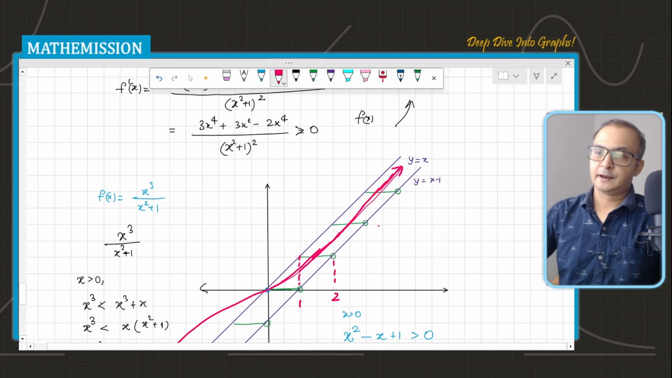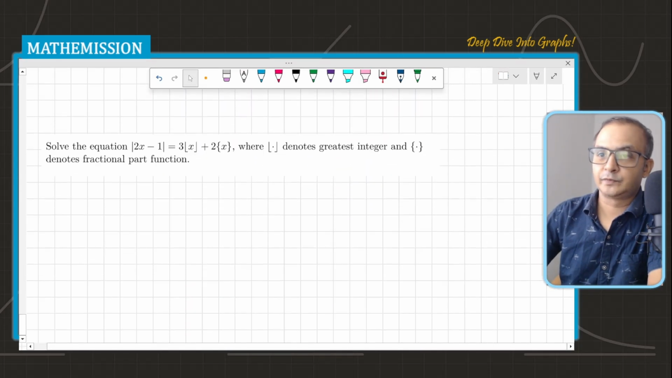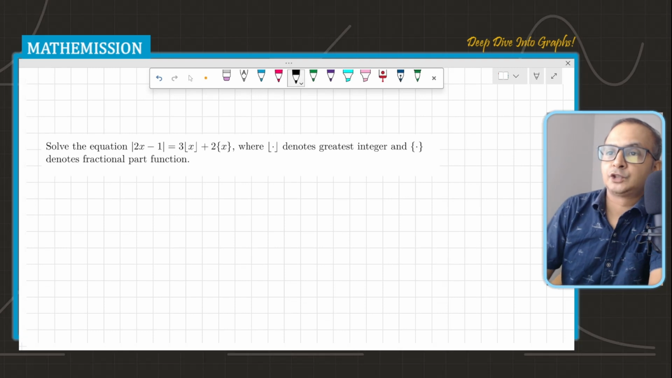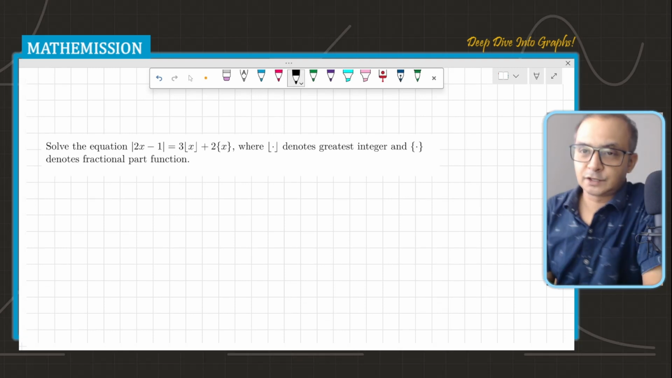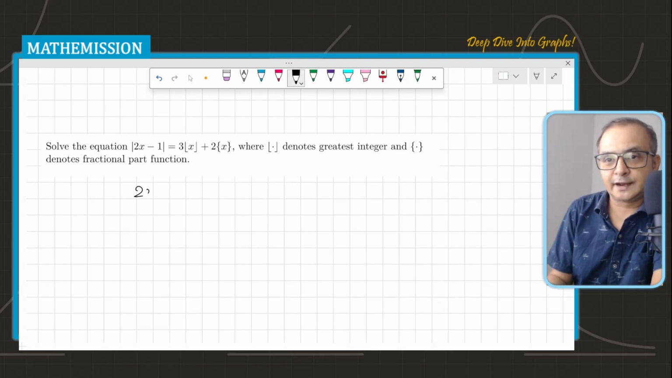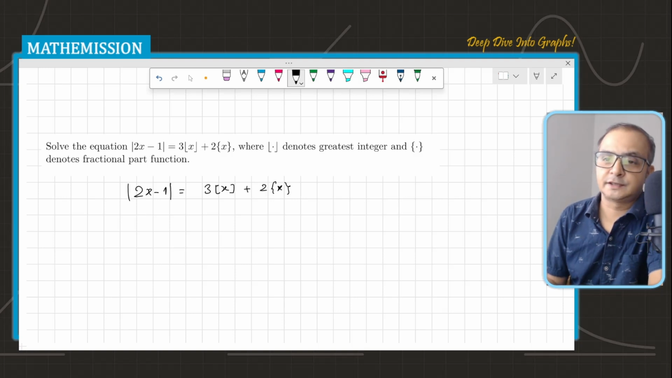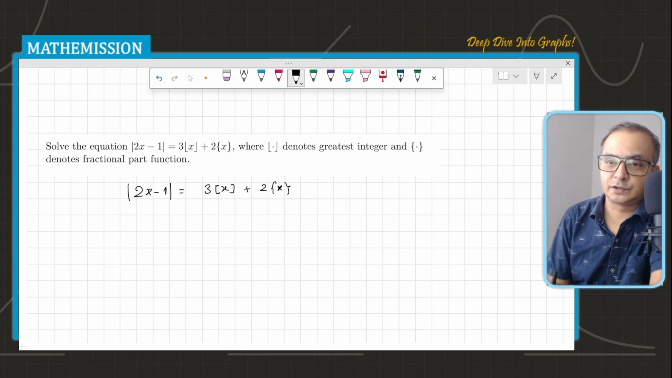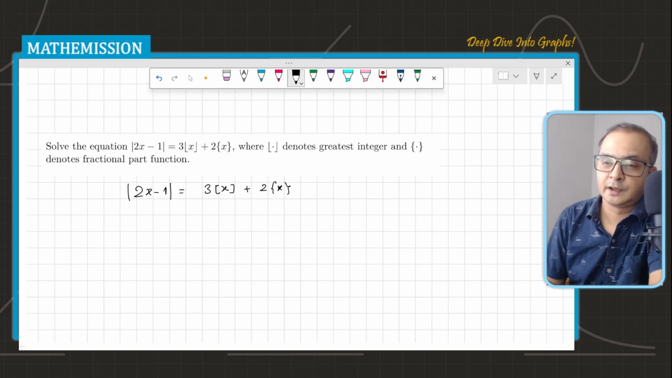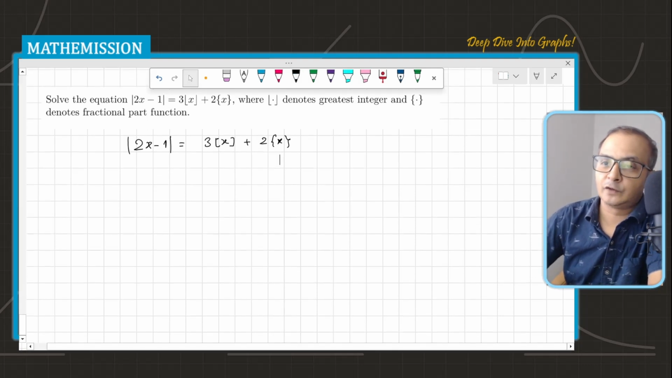All right, let's do the last question of this video. So I have this question. This is 2x minus 1. This is a very classical question for the greatest integer function. So here the question is, the left hand side is the mod of 2x minus 1 and the right hand side is this thing, and we have to find the number of solutions of it. How do we solve it? Let's try.